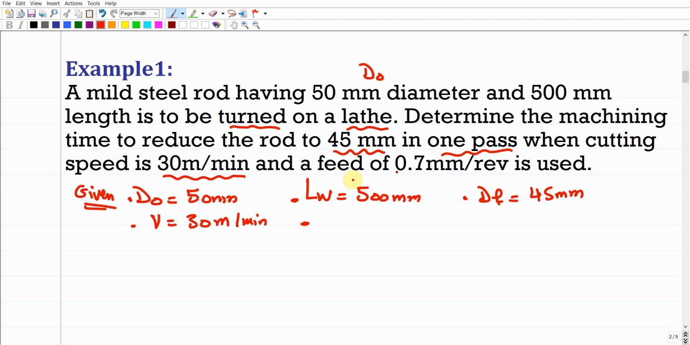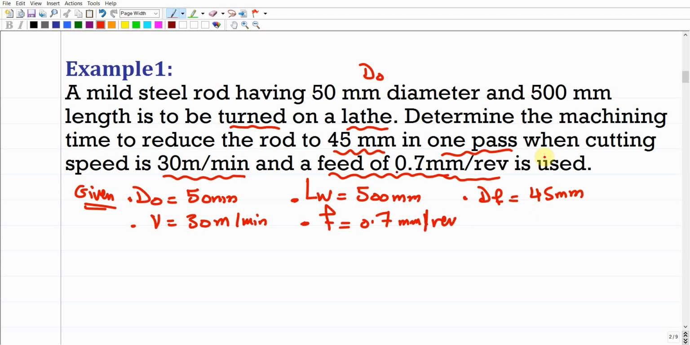And the feed, it would be in terms of FR or F. What distinguishes whether it is FR or F depends mainly on the unit, which is given here as 0.7 millimeter per revolution. This indicates that this is just a feed, that it should be multiplied times N to be converted into FR, the feed rate. So it is 0.7 millimeter per revolution. Make sense?